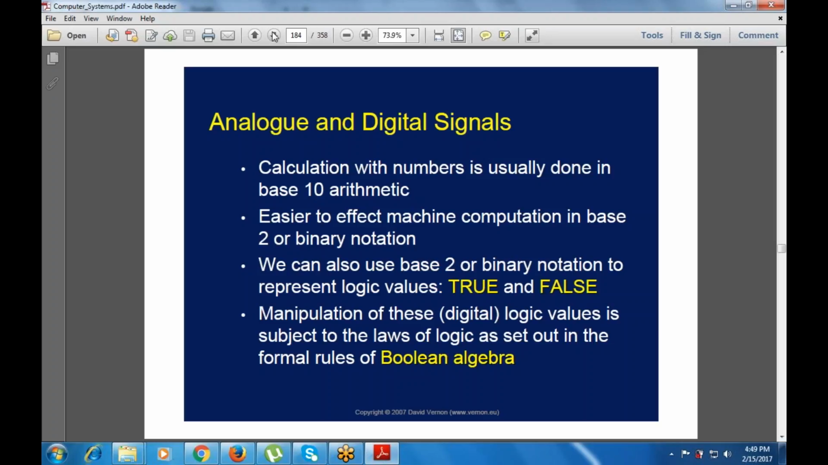We can also use base 2, or binary notation, to represent logical values, that is either true or false. The manipulation of these logical values is subject to the laws of logic, known as Boolean algebra. So there are two values, either true or false. Boolean algebra represents the various rules, the various laws of digital circuits.